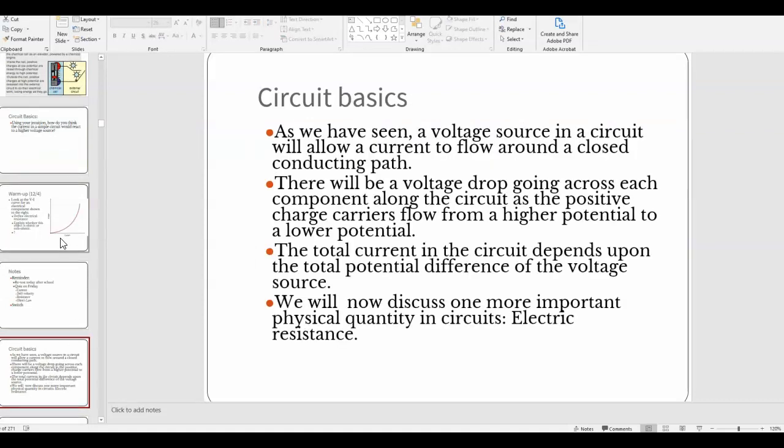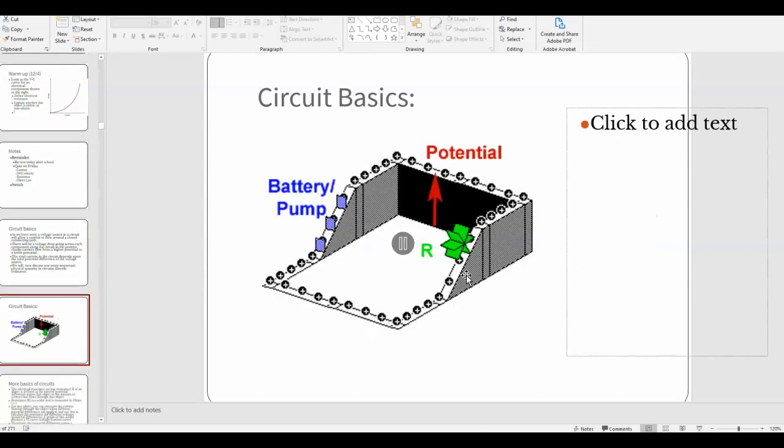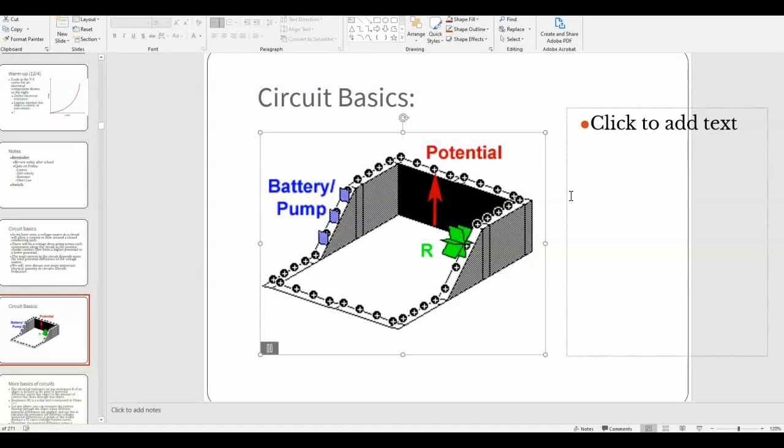Okay, so before we talk about that, I also want to tell you that a voltage source lifts positive charge up to a higher potential. Then there's what we call a voltage drop. We're going to use that term a lot later on. A voltage drop goes across each component along the circuit as the positive charge carriers flow from a higher potential to a lower potential.